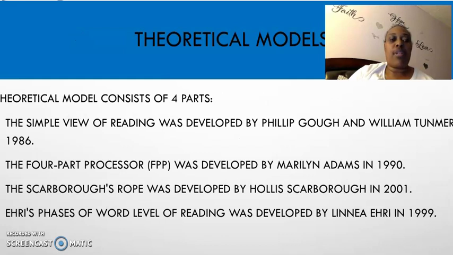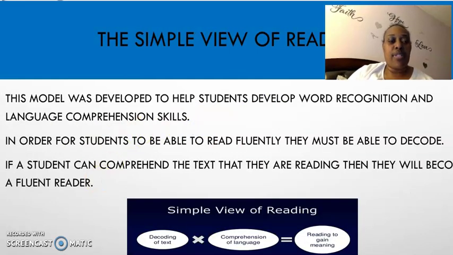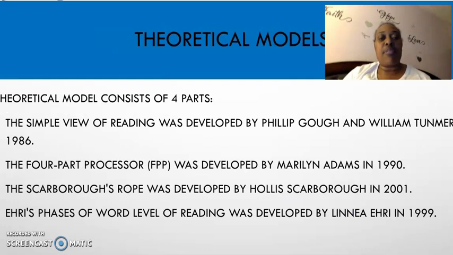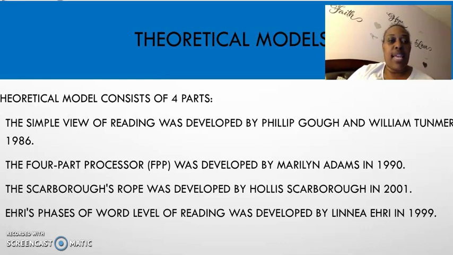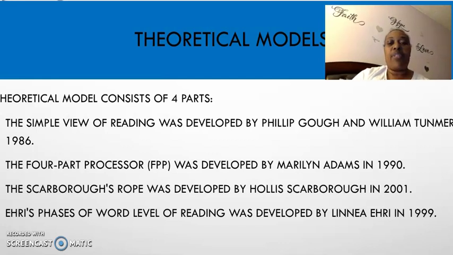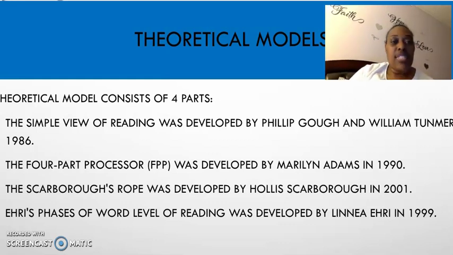Theoretical models. Theoretical models consist of four parts. The simple view of reading was developed by Philip Gough and William Tunmer in 1986. The four-part processor was developed by Marilyn Adams, and the Scarborough rope was developed by Hollis Scarborough, and Ehri's phases of word-level reading was developed by Linnea Ehri.